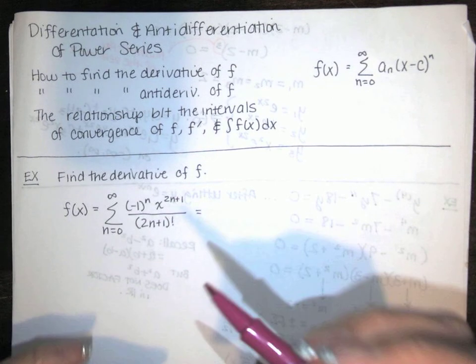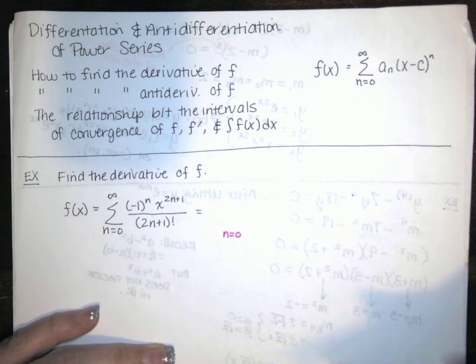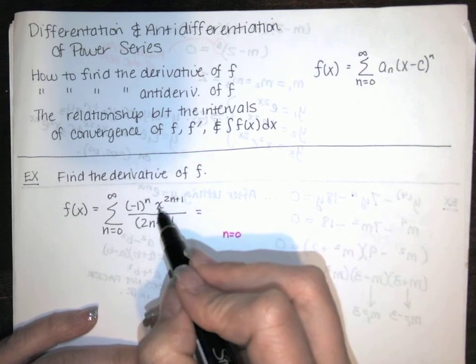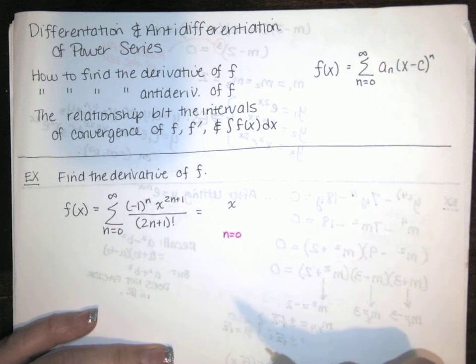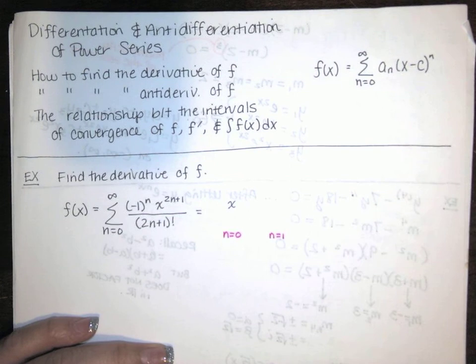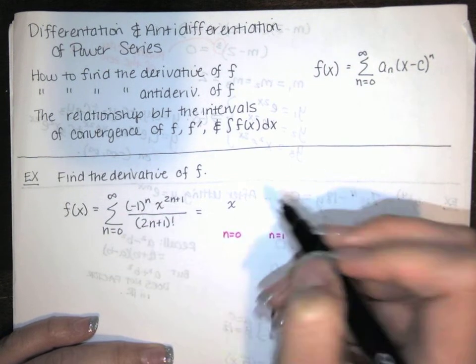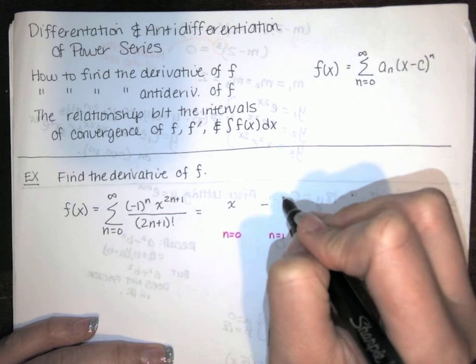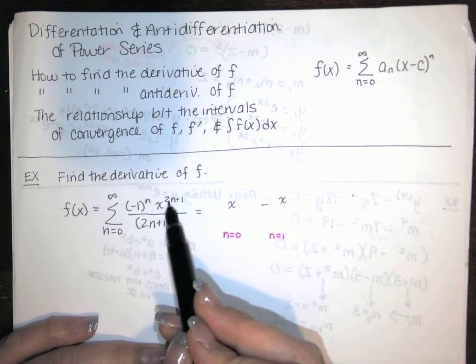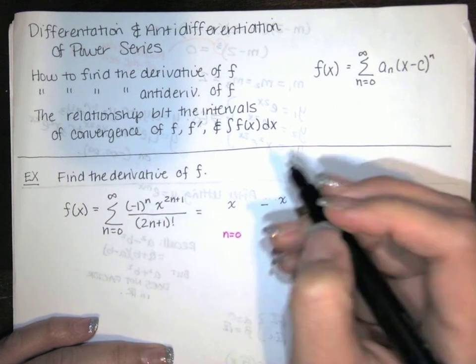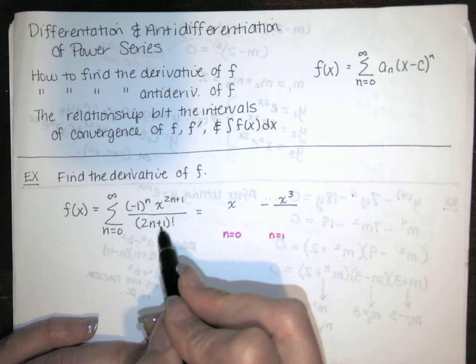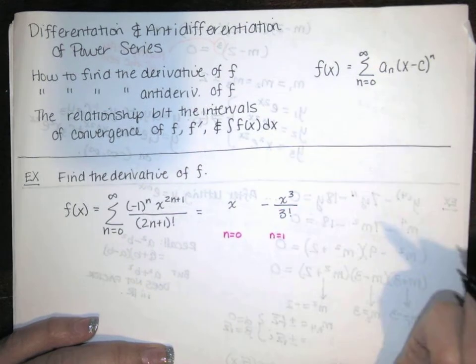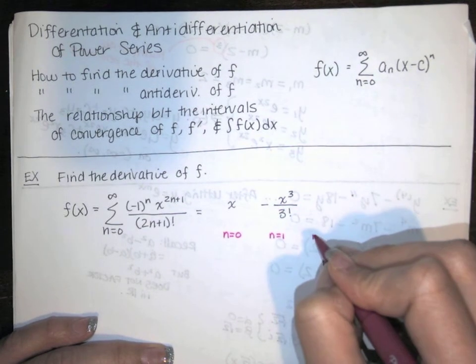When n equals 0, I've got negative 1 to the 0, so that's 1, times x to the 2 times 0 plus 1, so that's x, all divided by 1 factorial, which is, of course, 1. And then when n equals 1, we get the following. Negative 1 to the first is negative 1. Then we've got x to the 2 times 1 plus 1. 2 plus 1 is 3. And then we're dividing by 2 times 1 plus 1, so that's 3 factorial. Do you see the pattern?